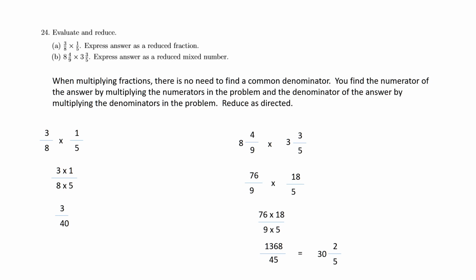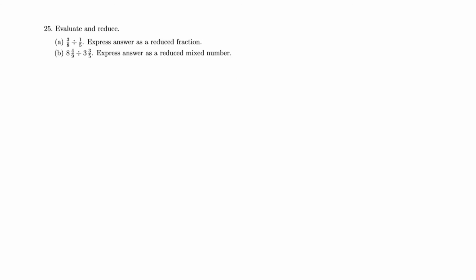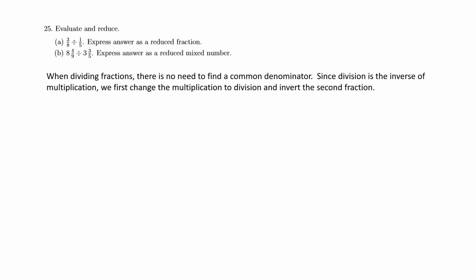Division. Also, again, we don't have to get a common denominator, but to divide means to multiply by the reciprocal. Okay? So, what we have to do is rewrite the division problem as a multiplication problem, and then reciprocate or invert the second fraction and follow our multiplication rules. So 3 over 8 divided by 1 over 5 turns out to be 3/8 times. Change the operation to times.